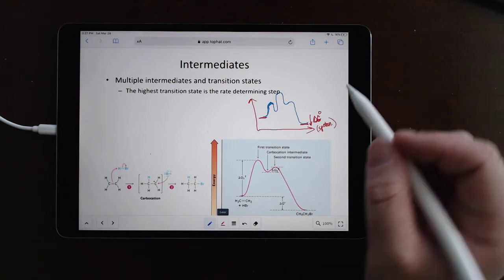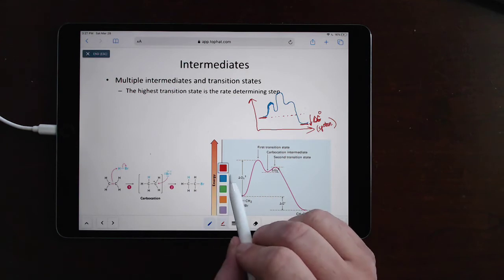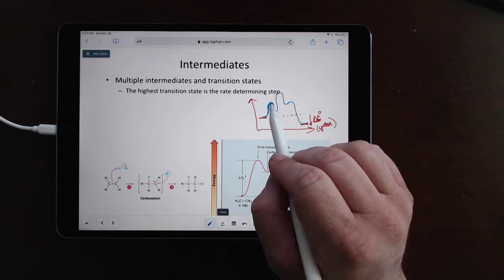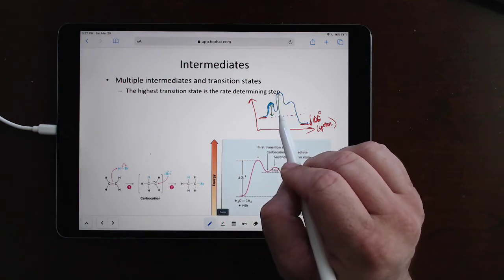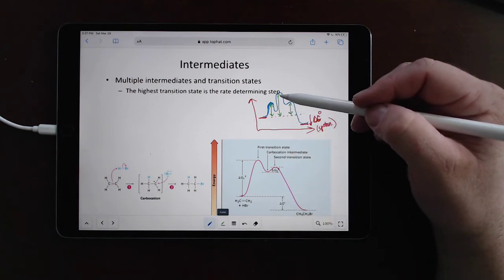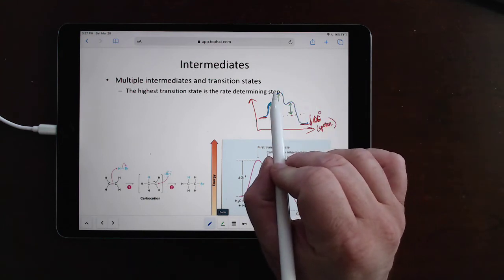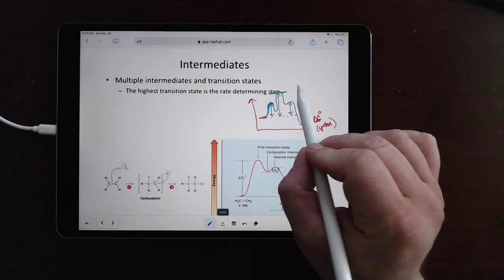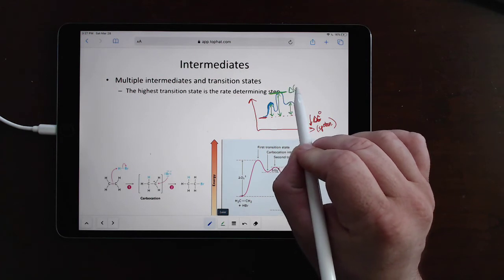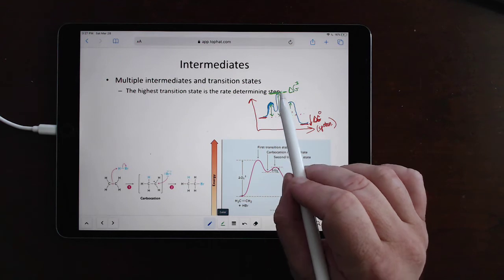Okay, now as far as the activation energy goes, we're going to look at this transition state, and this transition state. Okay, whatever the highest one is, is going to be the activation energy. And so in this case, it's right here. So delta G double dagger, right? It doesn't have to be the first one. It just has to be the highest, right?